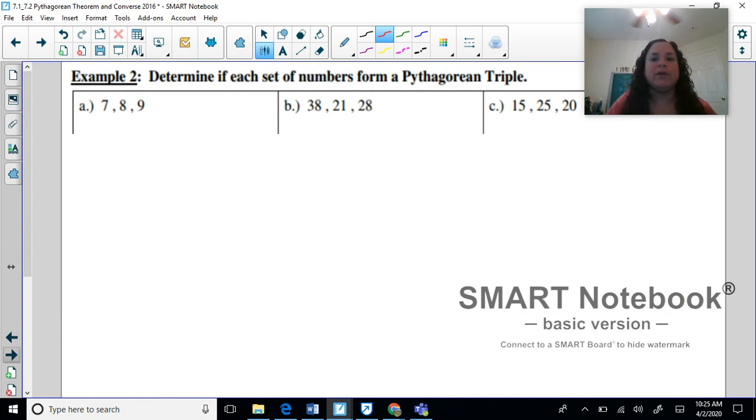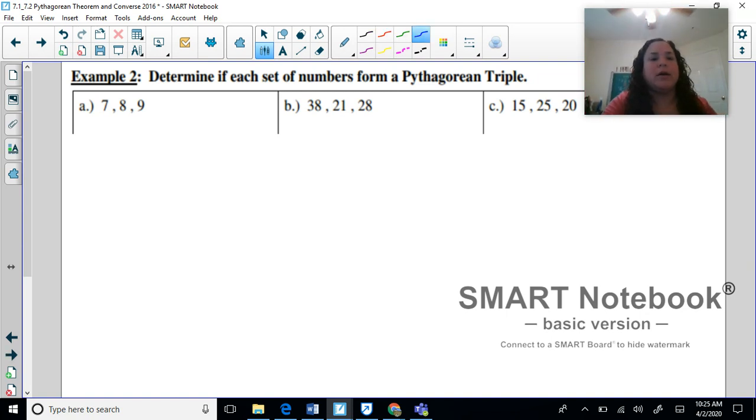In this question, they said determine if each set of numbers forms a Pythagorean triple. So these lists of numbers have to be plugged into the Pythagorean theorem. Remember, always plug in the biggest number for c. If the sum of the squares is equal to the square of the longest side, then it is a Pythagorean triple. If it doesn't, then it's not a triple. So let's go ahead and try it out.